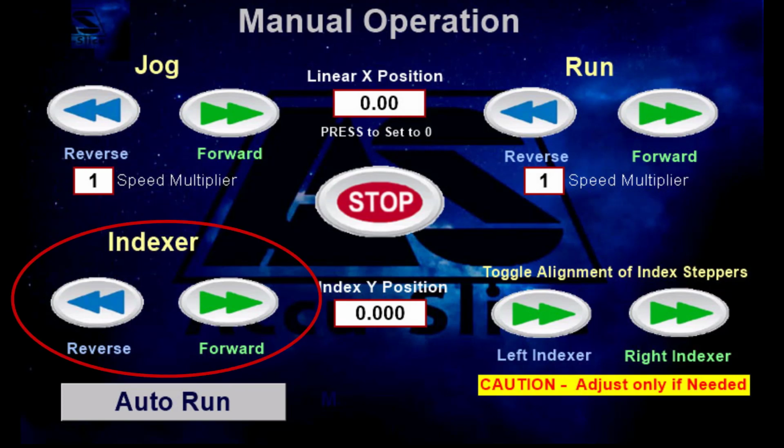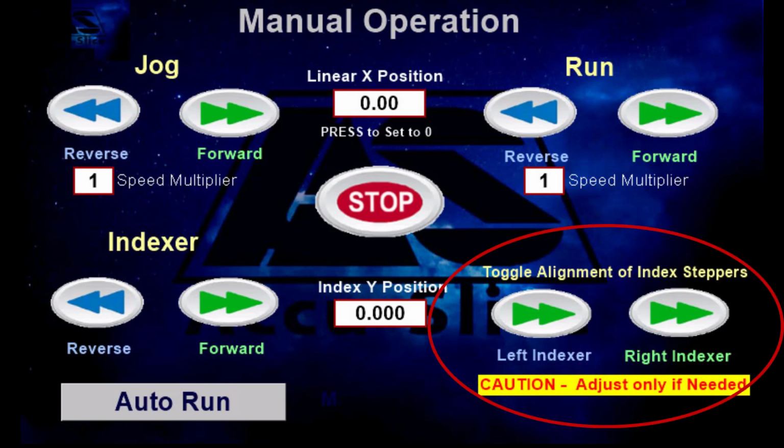On the bottom left of the display are the controls to move the dual indexer steppers for the initial positioning of the indexers to position your board next to the bandsaw blade to set up for your first cut. These are again push and release or jog buttons for the indexers. There is no speed multiplier control for these indexers.